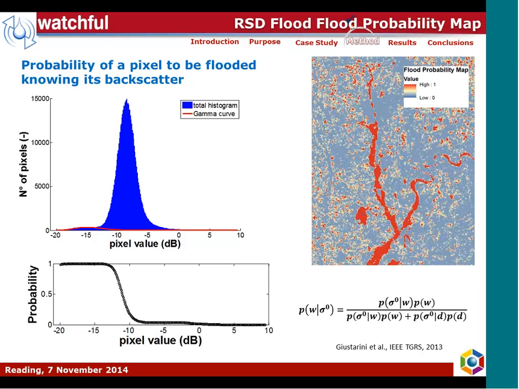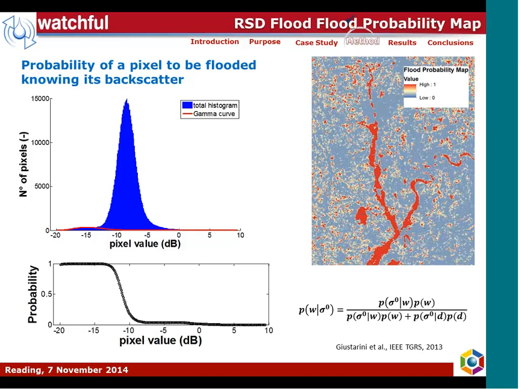So typically this is the first distribution of pixel values with very low backscatter values that represent open water. So this is having a very low backscatter compared to the dry surfaces of your floodplain.